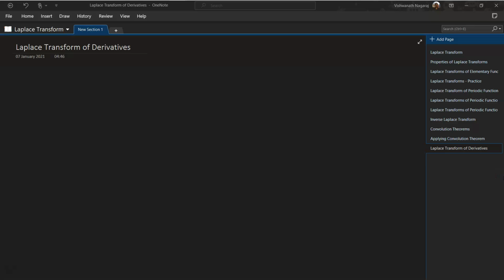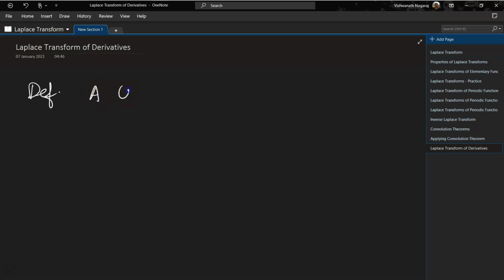Let's look at Laplace transform of derivatives. Till now we have looked at Laplace transform of functions. So before we actually look at that, let's look at a definition.